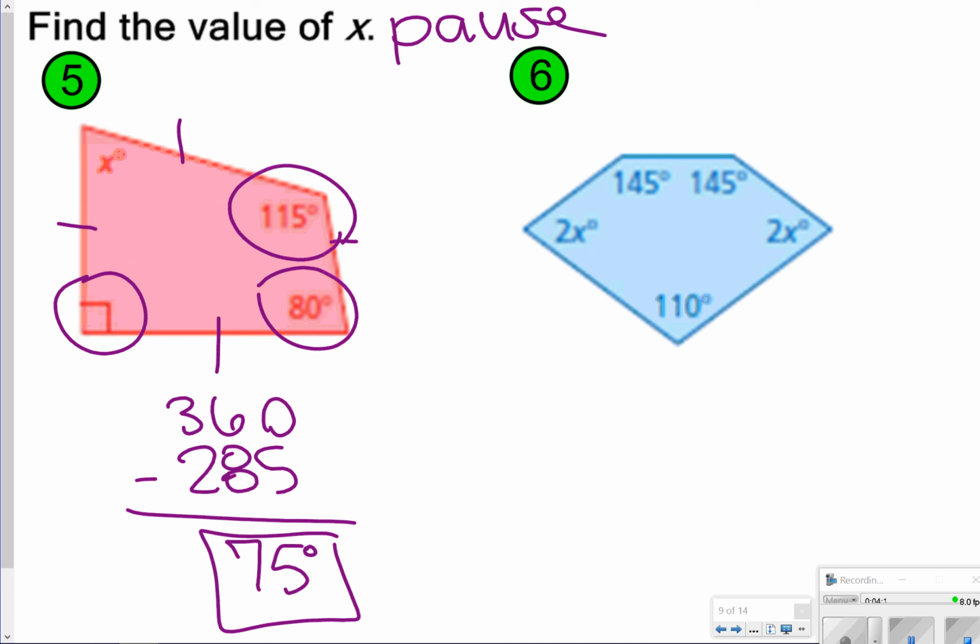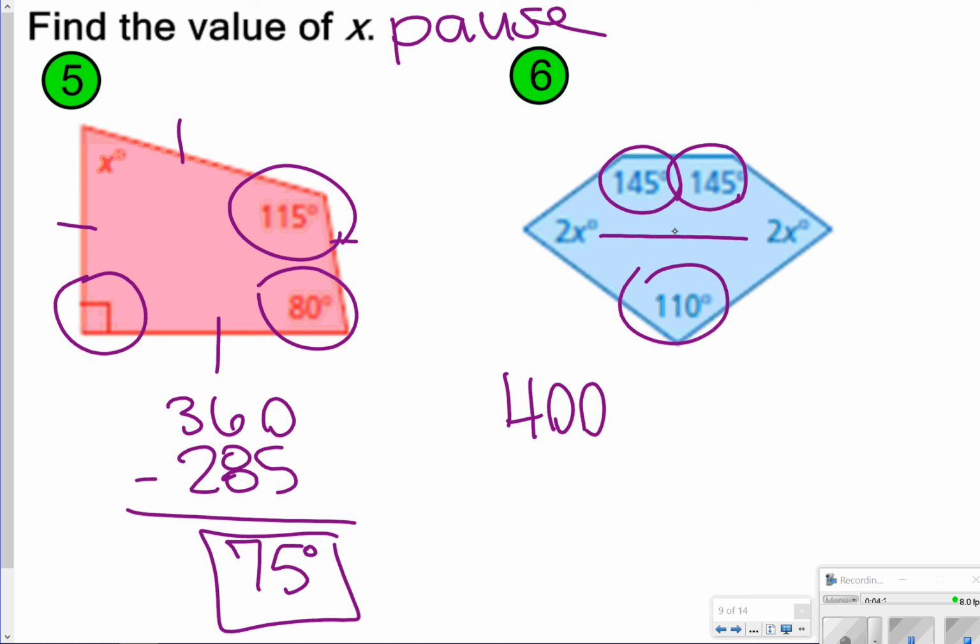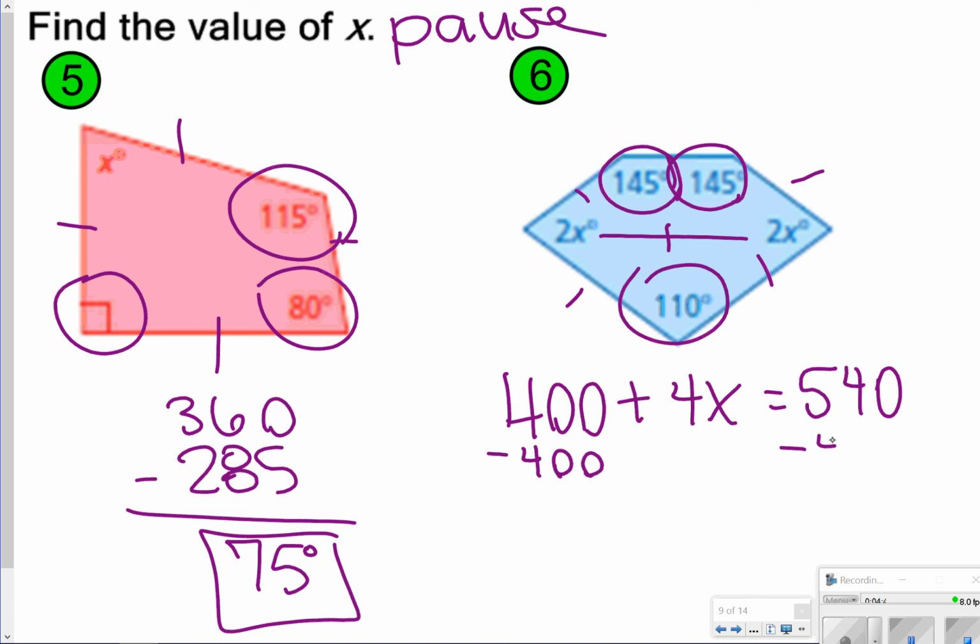Number 6 is a little bit different, so it might have helped to write an equation. The first thing I did was add all of these numbers. 145 plus 145 plus 110 is 400, and then 2x plus 2x is 4x. And since this is a 1, 2, 3, 4, 5-sided figure, I'm going to set that equal to 540. This takes us back to chapter 3 when we must undo adding or subtracting first. So I'm going to subtract 400 from both sides so that I have 4x is equal to 140. And then to solve for x, I'm going to divide both sides by 4.